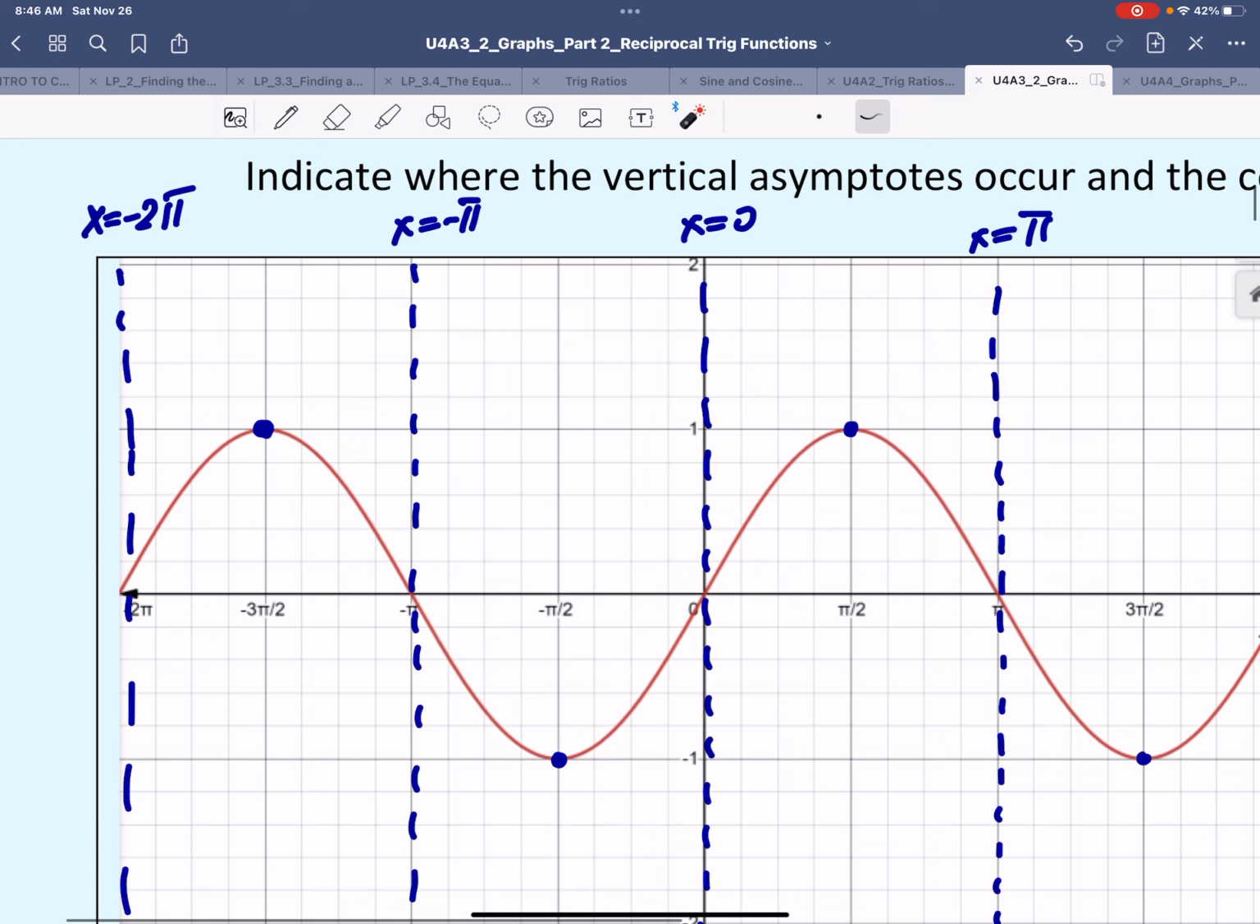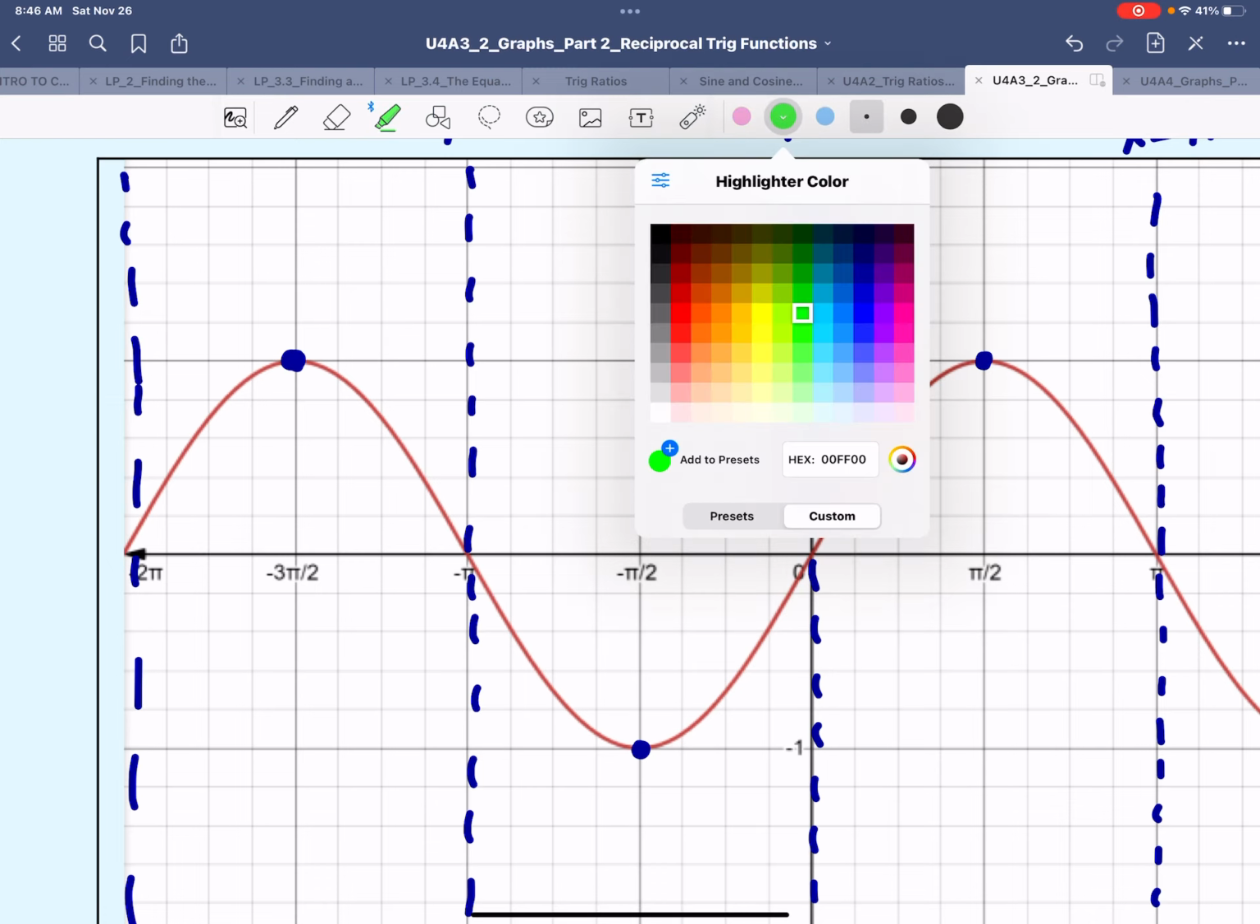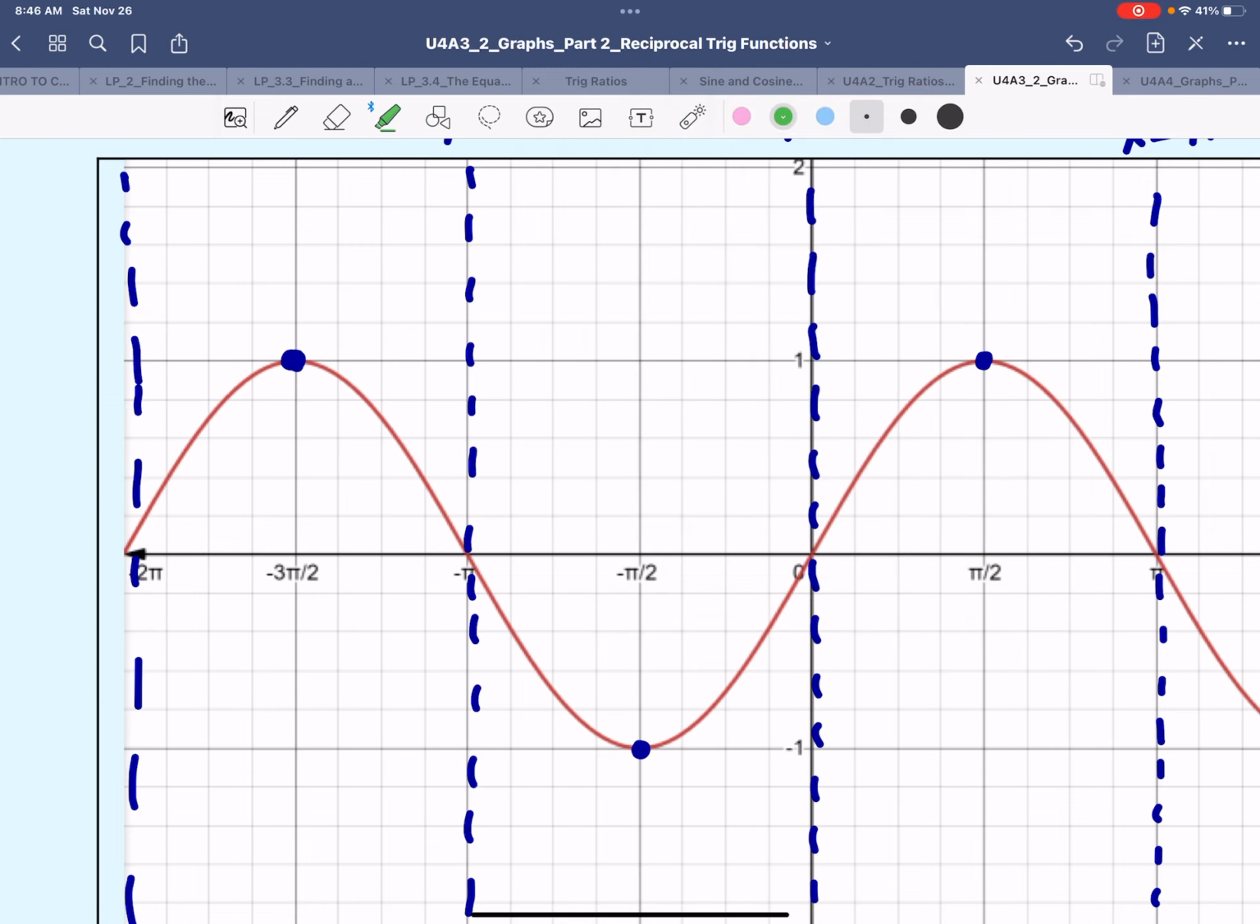So we are going to visit each and every section of the graph together, and we'll see how this will shape the graph of the reciprocal function. So first, we're going to take a look at this section of the graph. Let me make this a little bit darker so we can see it better.